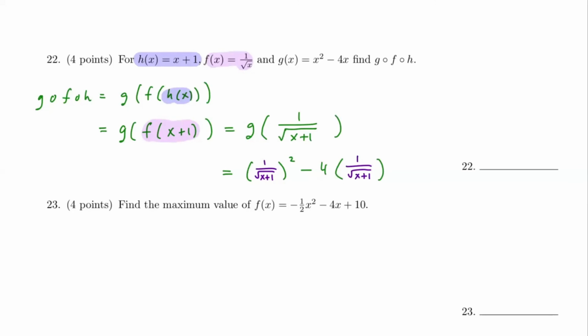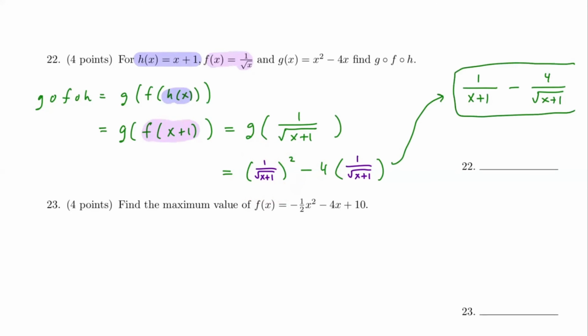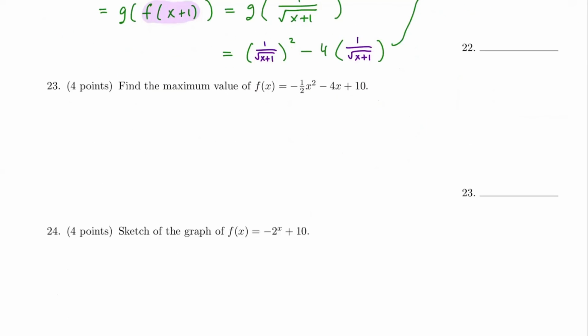And then I simplify. So it looks like the only thing we can do is simplify this one. Distribute that exponent to the 1 and to the square root. So that way the square root will cancel in the denominator. So your final simplified expression looks like this. You'll have 1 over x plus 1, since I cancel the square root with the square, minus 4 over the square root of x plus 1. And I think it's okay to leave it right here because you could combine them using common denominators, but this is okay.